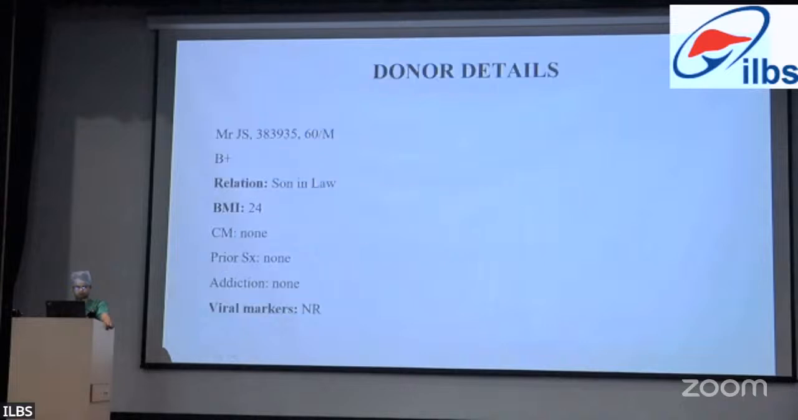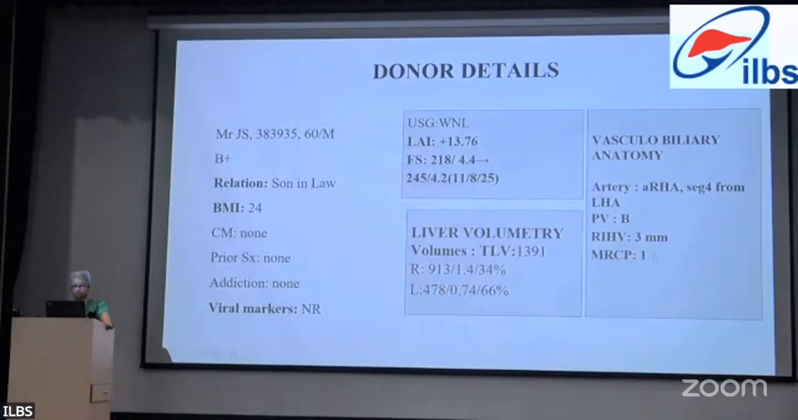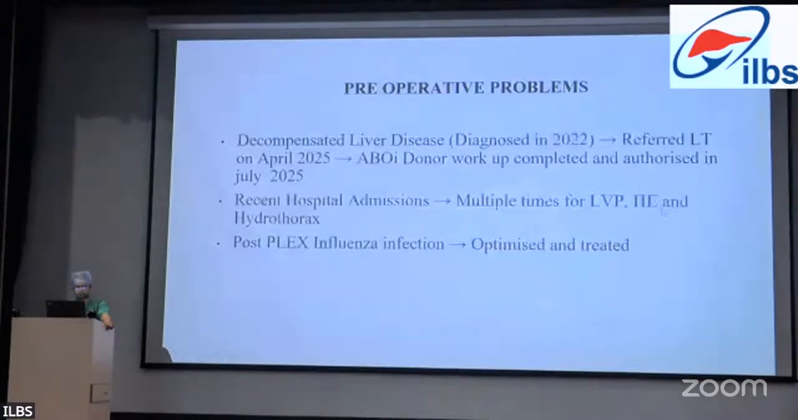The donor was Mr. JS, his father-in-law, who had no comorbidities, and viral markers were all negative. USG liver attenuation index was plus 13, and FibroScan was fine. He was optimized, and we did a left lobe liver transplant. Estimated volume was 478, and GRWR was 0.74. Arterial anatomy was favorable.